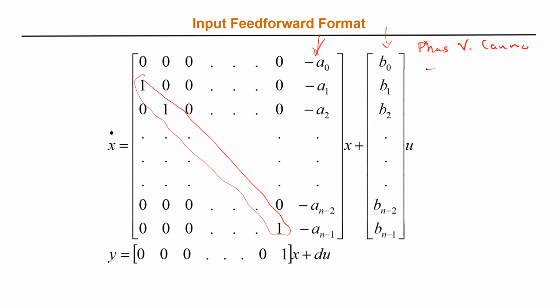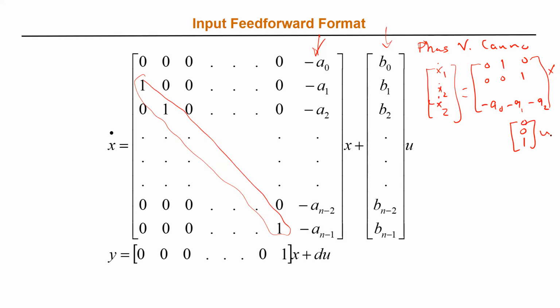Suppose I have a third order system, so x1 dot, x2 dot, x3 dot equal to [0, 1, 0; 0, 0, 1; minus a0, minus a1, minus a2] x, which is x1, x2, x3, plus [0, 0, 1] u, and y equal to [b0, b1, b2] x. Let's take the third order from here.